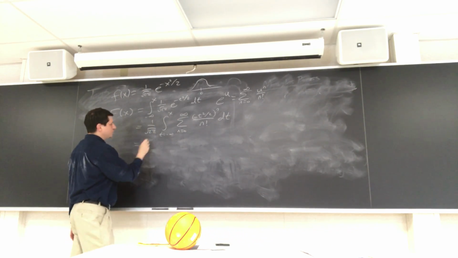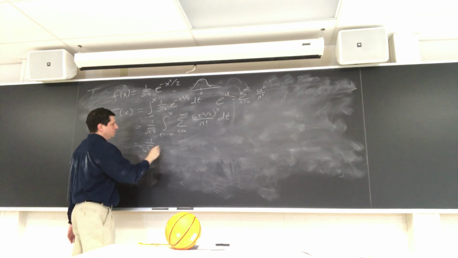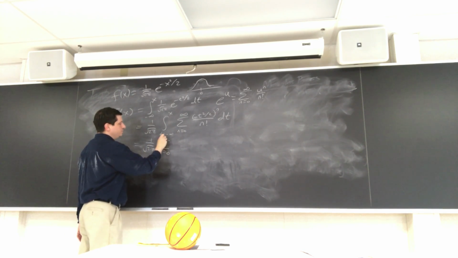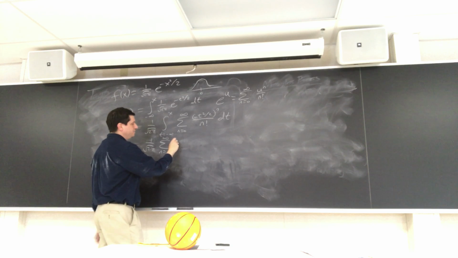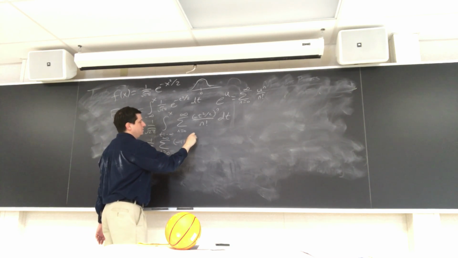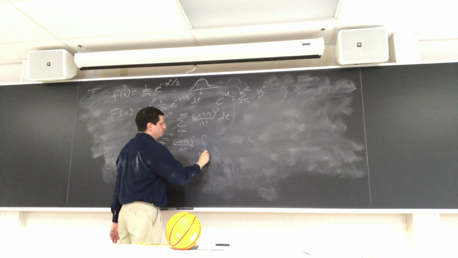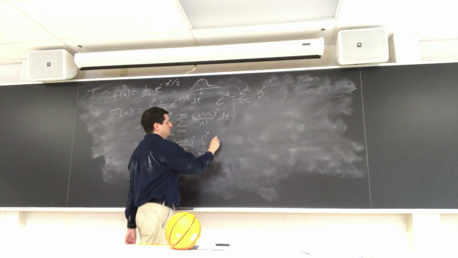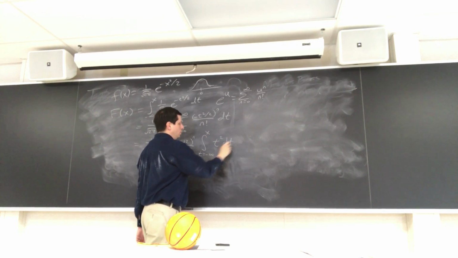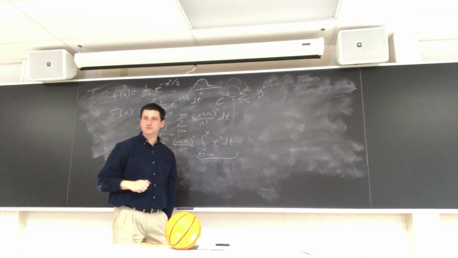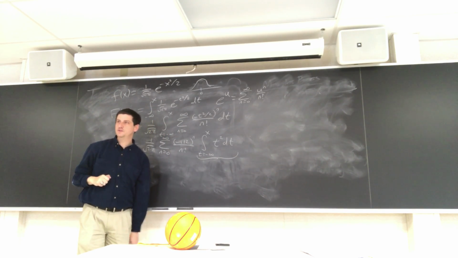So if we just switch sums, we have 1 over square root of 2 pi. We have a sum from 0 to infinity. I'll pull out the negative 1/2 to the n over n factorial. And in the integral, t goes from minus infinity to x of t squared dt. Oh, that's a really nice integral. Right? What function has derivative t squared?